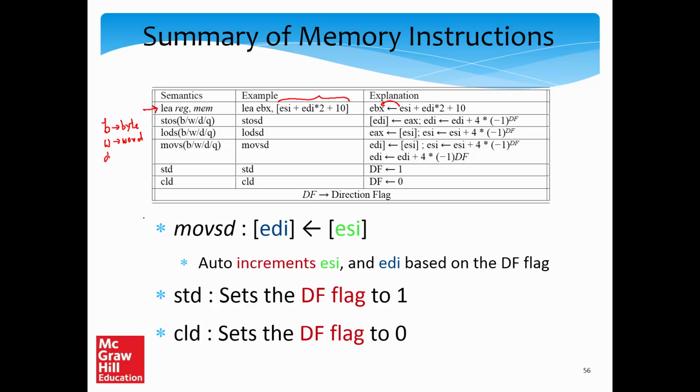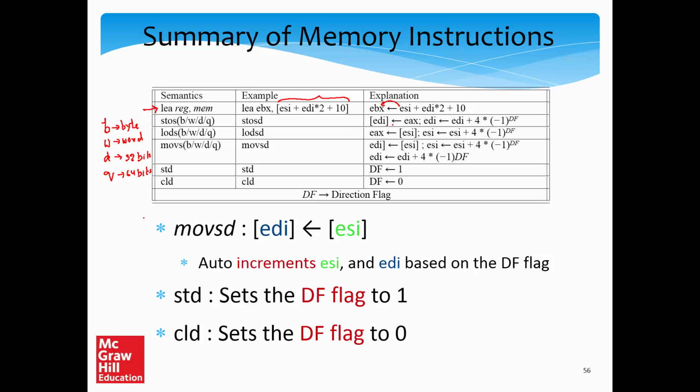D is what we have been using, which is a double word, which is essentially 32 bits because our example is in 32 bits. Q is 64 bits. So this will be useful in an instruction set with 64 bits. Depending upon the type of instruction that we are using, we add the right suffix. Since we are looking at a 32-bit instruction set, we use STOSD. If it's 64 bits, use STOSQ.